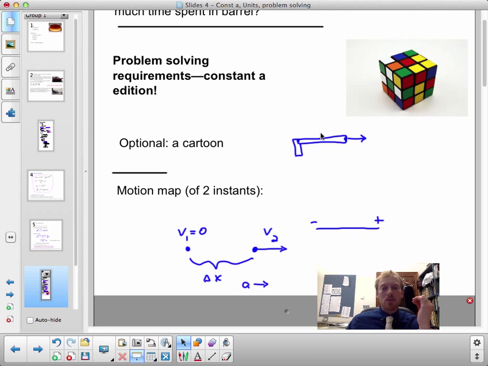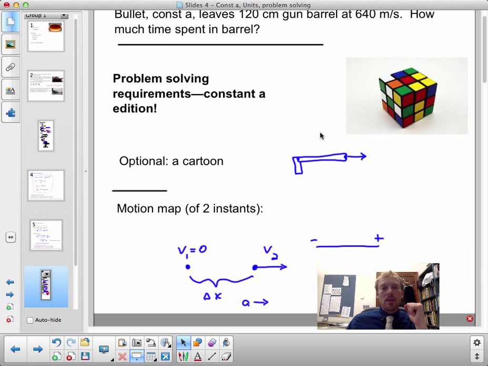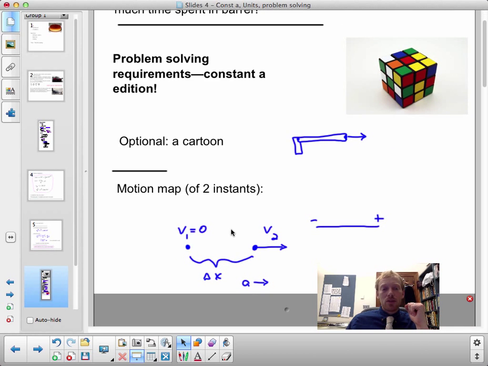A motion map describes 2 time instants. In this case, the bullet in the barrel starts at rest. Do you see how that was tacit in the problem? Unsaid but implied. And then, at some later time, it's at a different location and it has a velocity going out of the barrel.